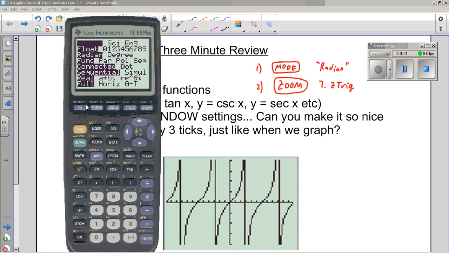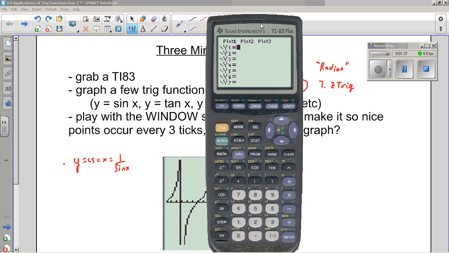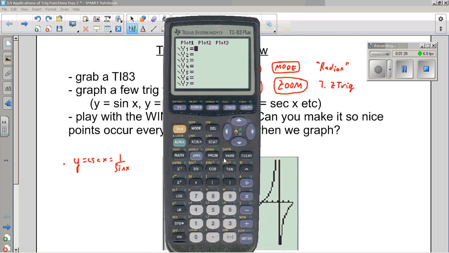And so to graph this, you might have some junk in there. I just press y equals, clear out the old junk, and I'm going to do a fun one to start. Sine x and cos x are easy peasy. Tan x is right there. You just hit the button, then x.